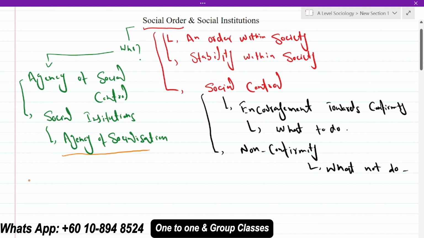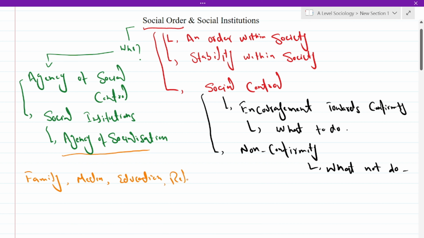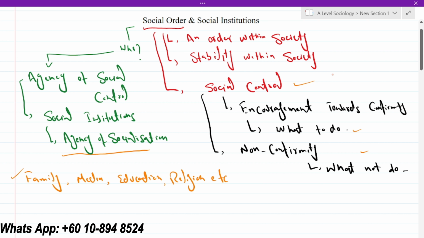There are different social institutions that exist in our society. For example, number one, family, media, education, religion, etc. There are a lot of social institutions. Now, all these social institutions will tell people what to do and what not to do, and through that process they will bring social order into the society.